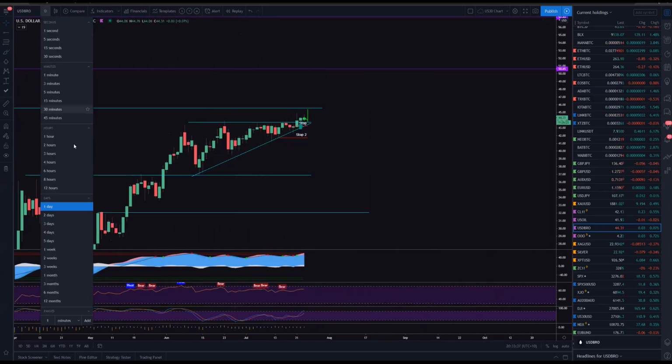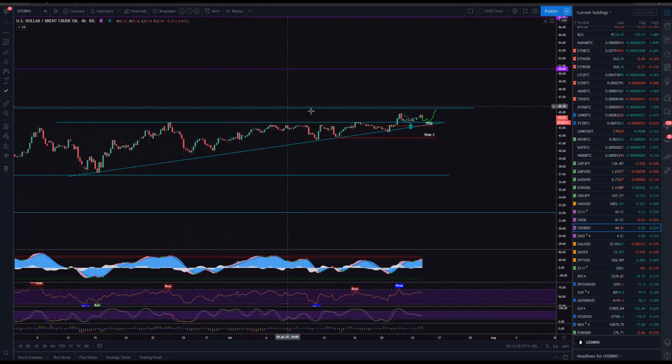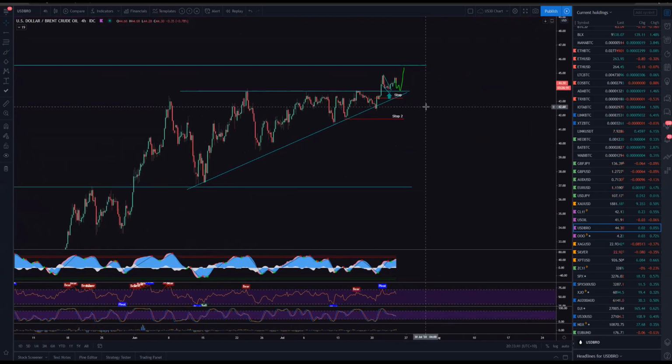Obviously, if this breaks down, the standard for an ascending triangle is that if you break back underneath the support line here, so if we go and do something like this, we're going to be back underneath the key support level, and we don't want to be in the trade anymore. So the stop loss will take us out.